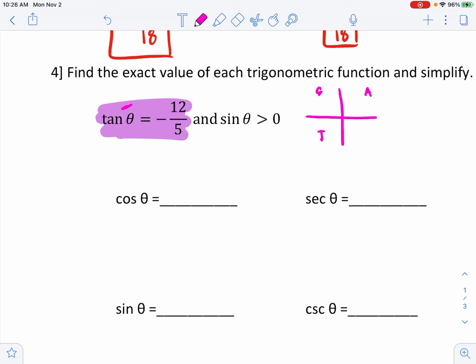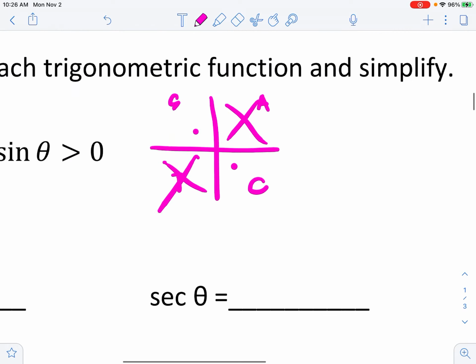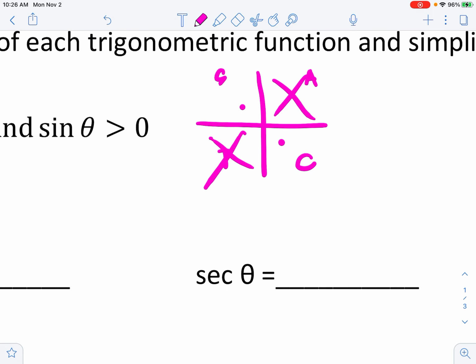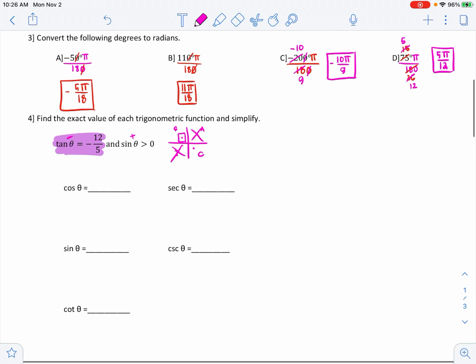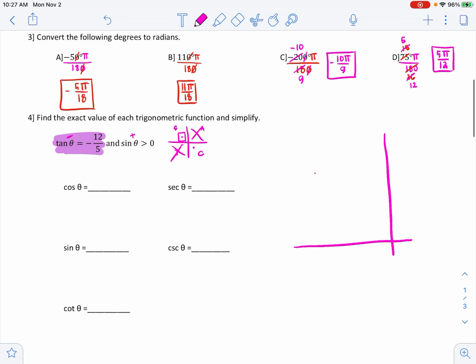So tangent's negative. So now I'm going to use All Students Take Calculus and say, all right, which 2 quadrants is tangent negative in? So it's positive here and everything's positive here. So right now I'm down to these 2. Now I say, okay, what's my other clue? It says sine is greater than 0. So sine is positive. So out of the 2 that are left, where is sine positive? In this quadrant. So my triangle is in my second quadrant.